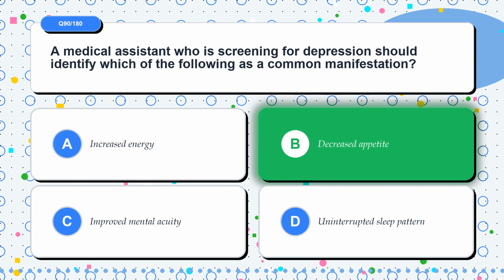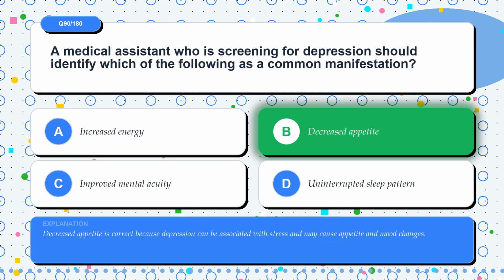The correct answer is option B, Decreased appetite. Decreased appetite is correct because depression can be associated with stress and may cause appetite and mood changes.